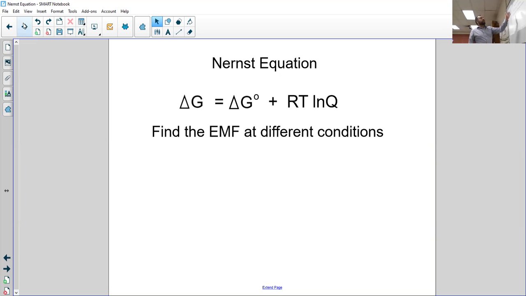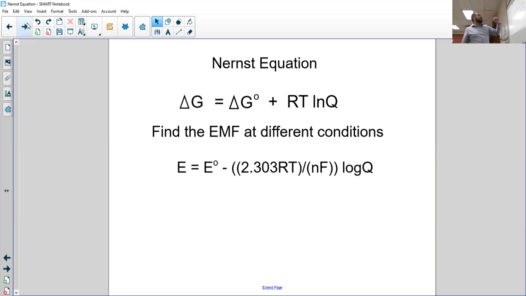We're going to use that equation to find the EMF at different conditions, the electromotive force that we talked about before. So our reduction potential is equal to the standard reduction potential minus the quantity of 2.303 times R times T divided by N times F, all multiplied by the log of Q. You might be asking, what are those variables?